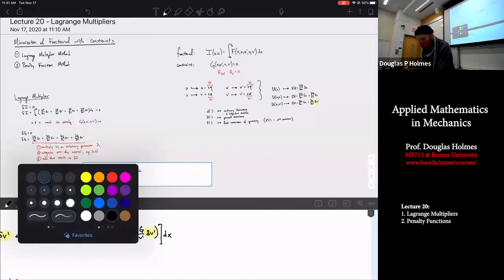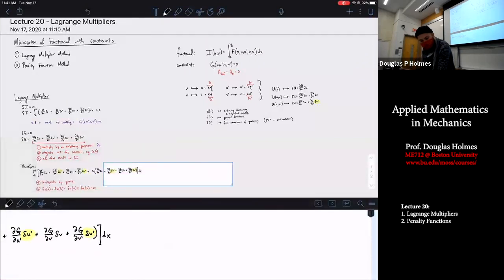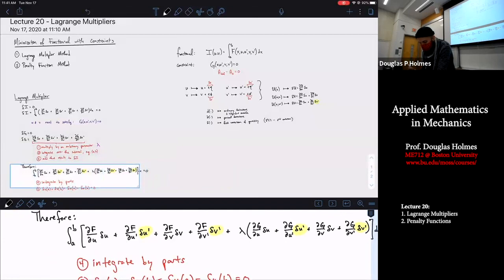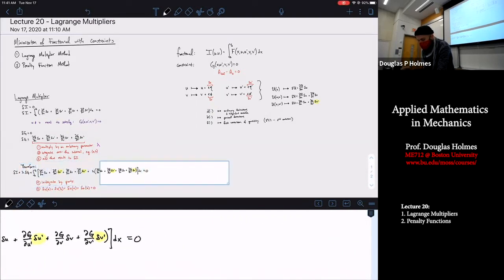So the result of integrating this thing by parts is, oops, sorry, I forgot to say one thing. This whole quantity equals zero, of course, because let's say it a different way. Let's say over here, this is delta I plus lambda delta G. And that whole quantity equals zero.